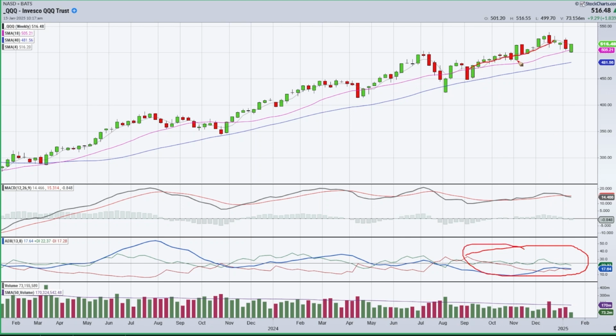this last leg. This last leg to the upside has no strength behind it because the ADX can't even get above 20. I mean, I usually like to look to see if it can get above 25, but we need this to get above that 25 level, and it hasn't been able to pull that off. And now we've come down to test the 18-week.